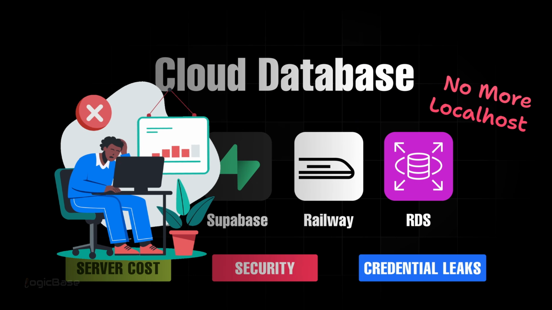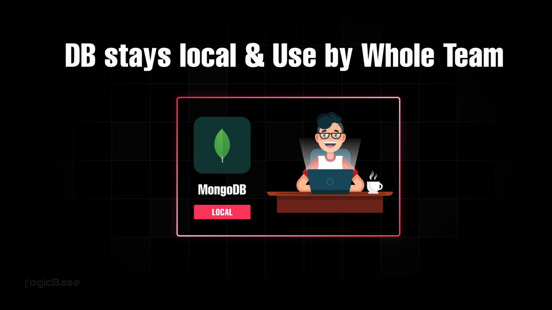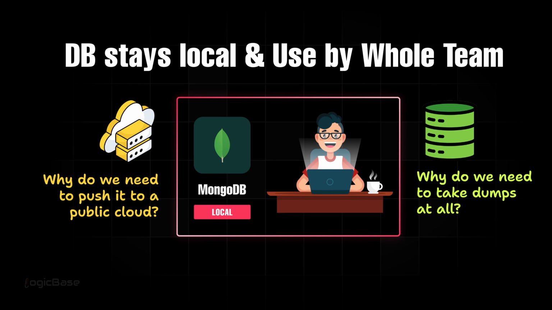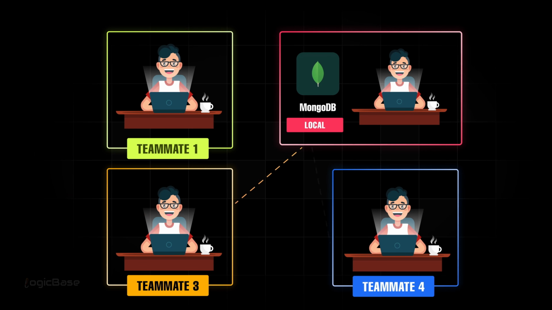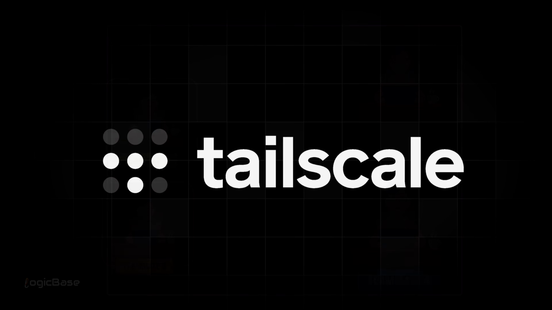So, at this point, a very simple question comes to mind. If the database stays local and the whole team can use it, why do you need to take dumps at all? And why do you need to push it to a public cloud? The database will run on your machine, but teammates will be able to access it like you are all sitting in the same room. And to bring back that same room feeling, we need a private network that runs over the internet, but behaves like a local network, right? And that's exactly what Tailscale is for.